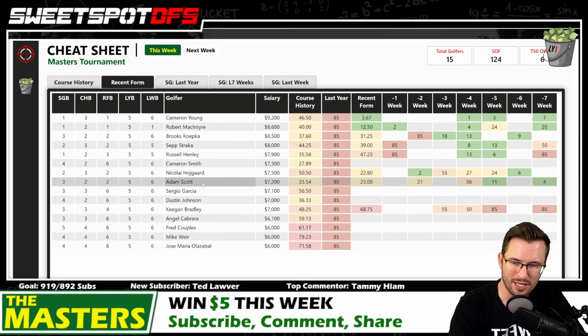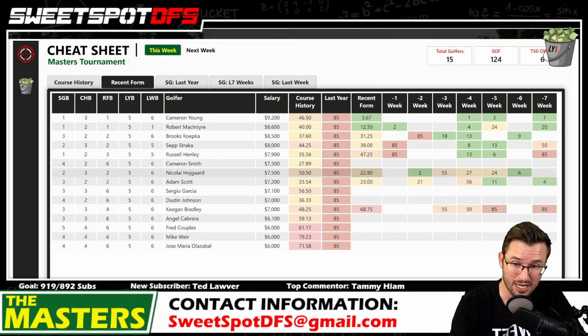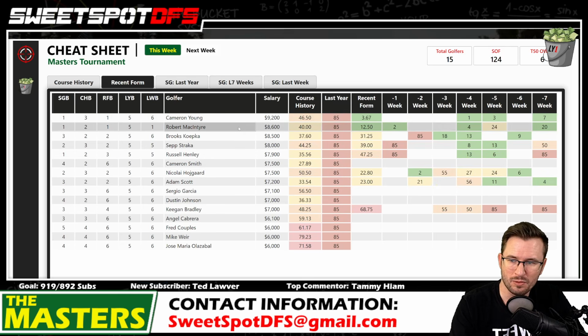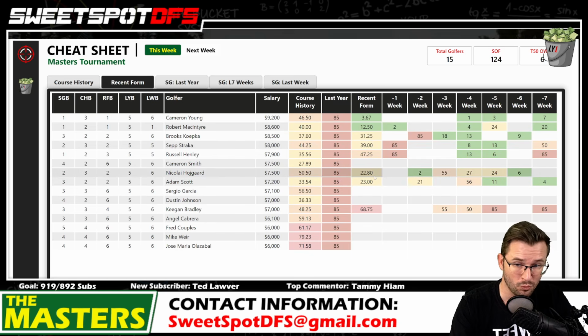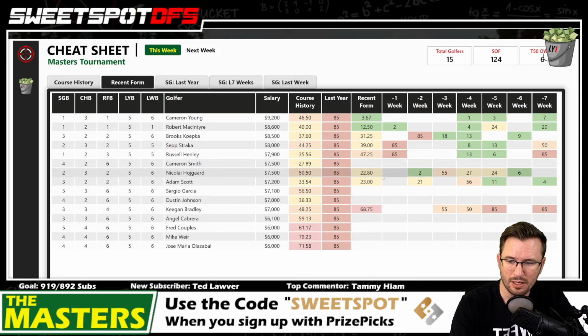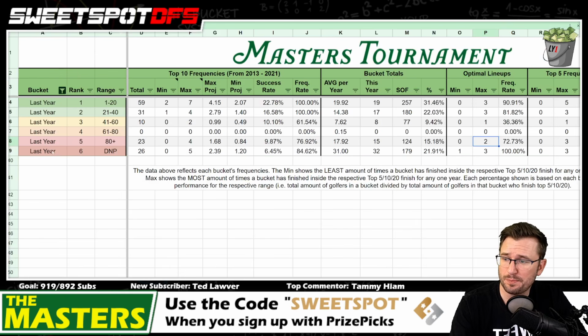Adam Scott, I guess what I'll end up doing is probably just keep him at 14% for exposure, because this bucket just does not make me feel super confident, despite the fact that I do like Adam Scott. And he and Nikolai have, minus Cam Young and Bobby Mack, really good recent form, some of the best heading into the Masters. So keep that in mind. I probably spent way too much time on this bucket. Let's move on to the last bucket we want to talk about.